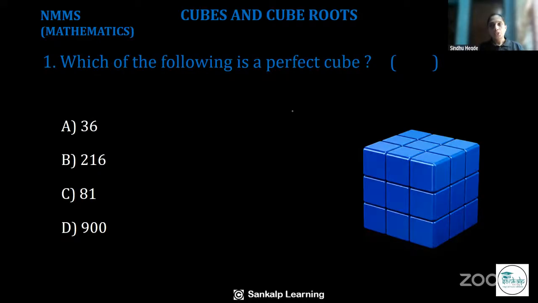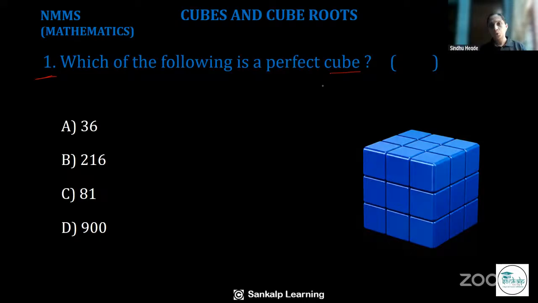Let us start with the chapter Cubes and Cuberoots, NMMS Mathematics. Begin with question number 1. Which of the following is a perfect cube? Option A 36, option B 216, option C 81 and option D 900. We have to find out the perfect cube.